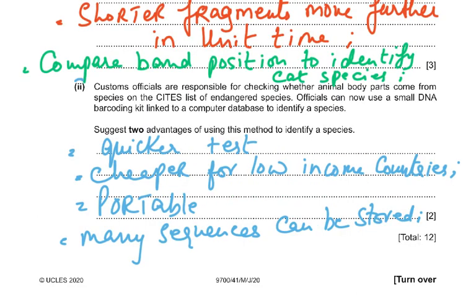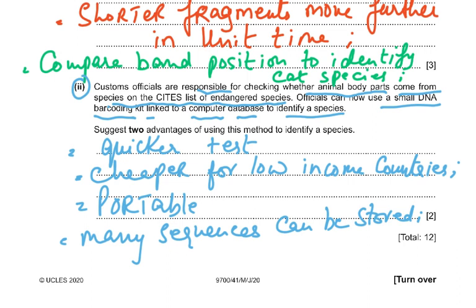The last part of the question was: customs officials are responsible for checking whether animal body parts come from species on the CITES list of endangered species. Officials can now use a small DNA barcoding kit linked to a computer database to identify a species. Computer database, bioinformatics, this is all part of the syllabus. Suggest two advantages of using this method.